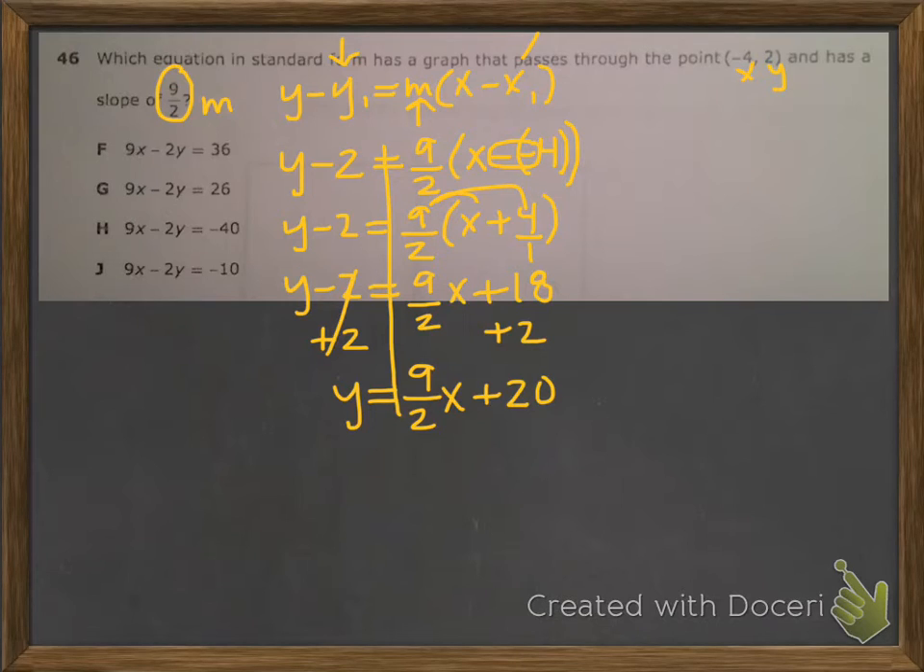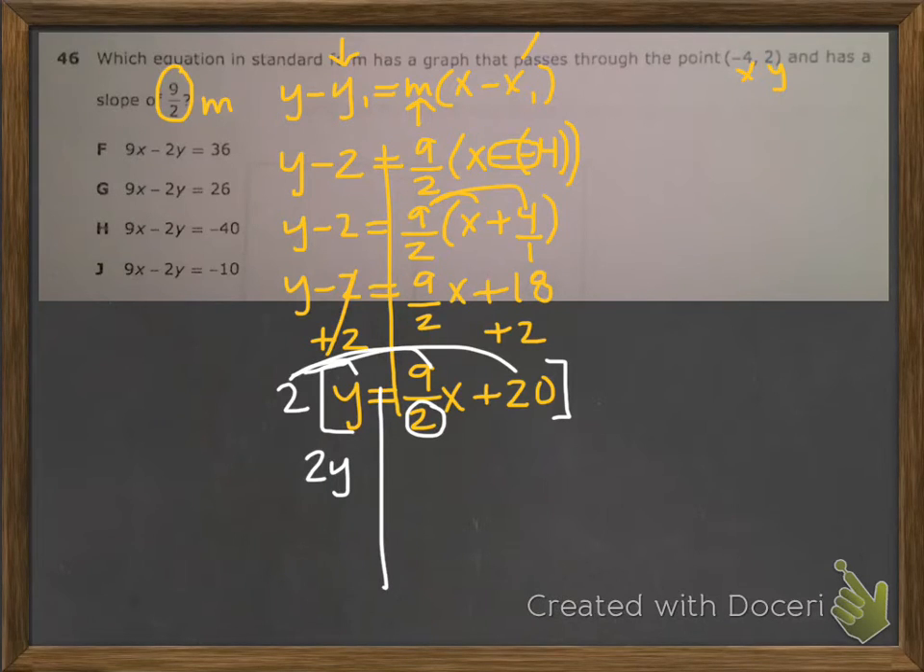So there's 2 things that we're going to do. The very first thing we're going to do is multiply everything by the denominator if we've got a fraction, which we do. So our denominator is 2. We're going to multiply the entire equation by 2 just to get rid of our fractions. And you have to multiply every single term by 2. Okay, 2 times y is 2y. 2 times 9/2 x, remember when you multiply a fraction times its denominator, you're going to get the numerator. So we're going to get the numerator of 9 followed by the x. And then 2 times 20 is 40.